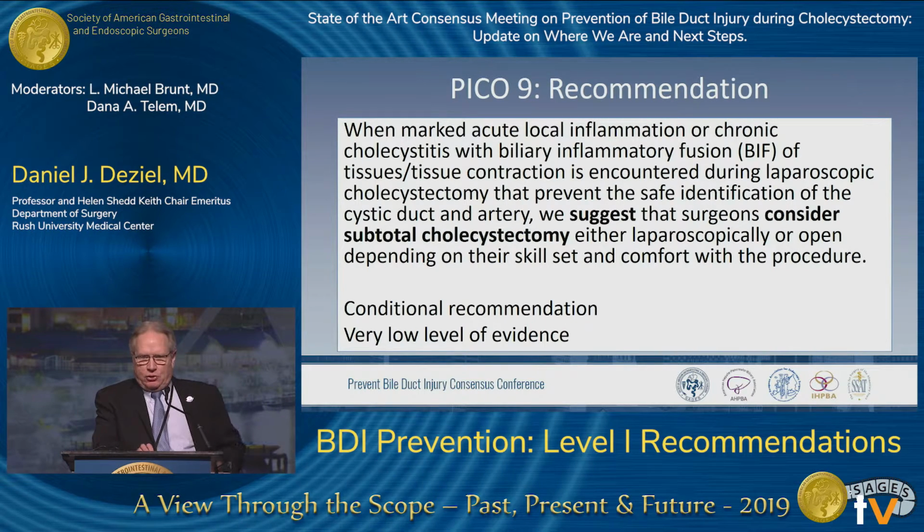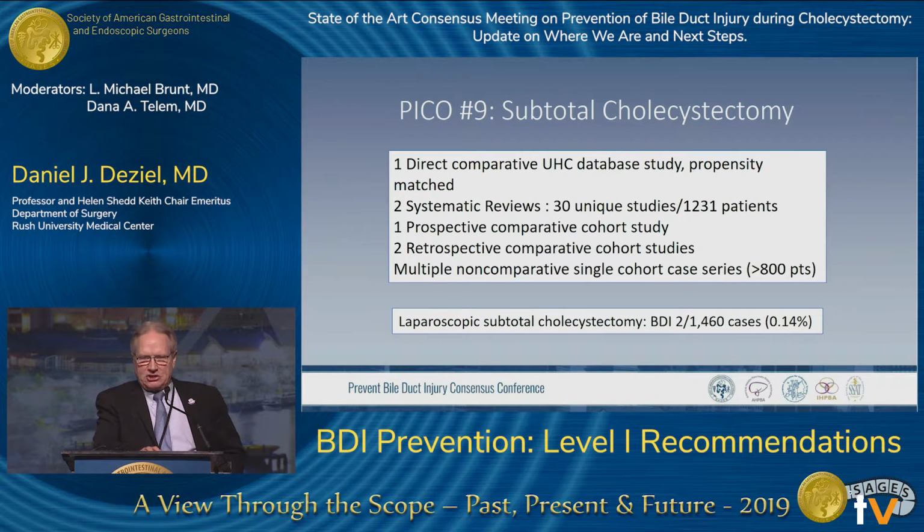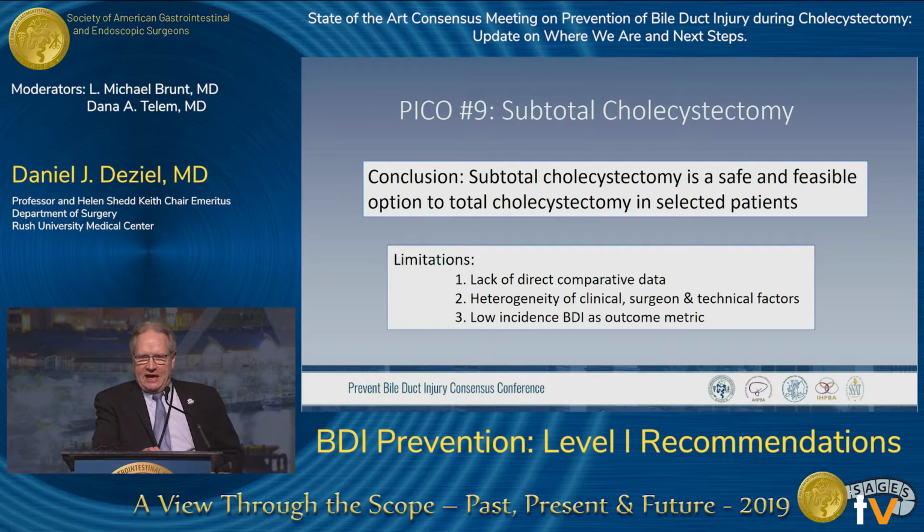These are the studies reviewed. There is one comparative propensity-based study. There are a couple of systematic reviews, but the bulk of the literature involves non-comparative case series. But this literature does demonstrate that subtotal cholecystectomy can be performed safely and is a feasible option in selected patients. The literature is hampered by the paucity of direct comparative data, the tremendous heterogeneity of a number of factors, and the low incidence of duct injury as an outcome metric. Hence, a conditional recommendation with a very low certainty of evidence.